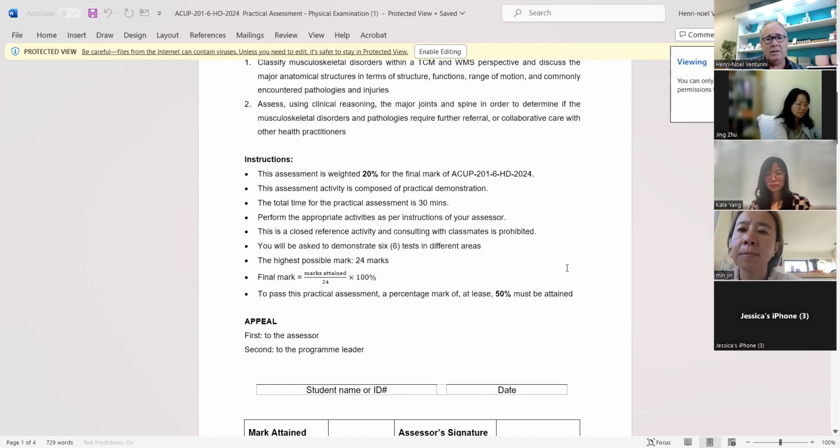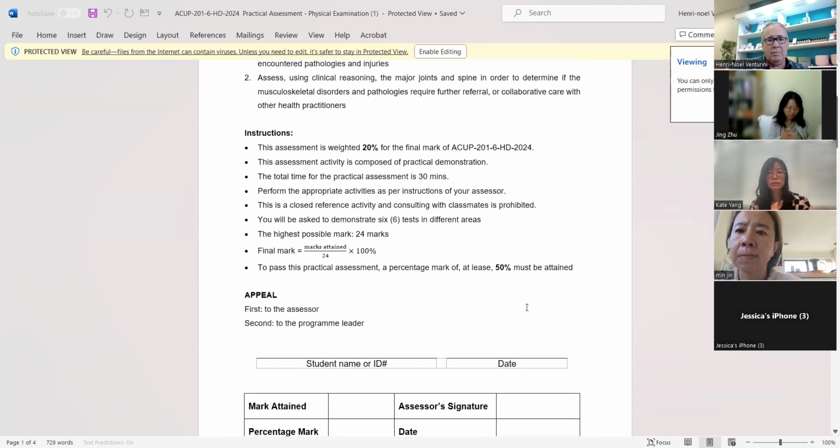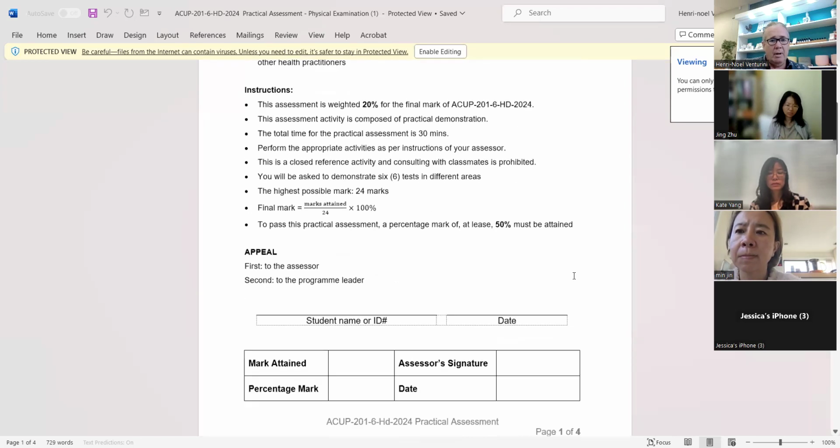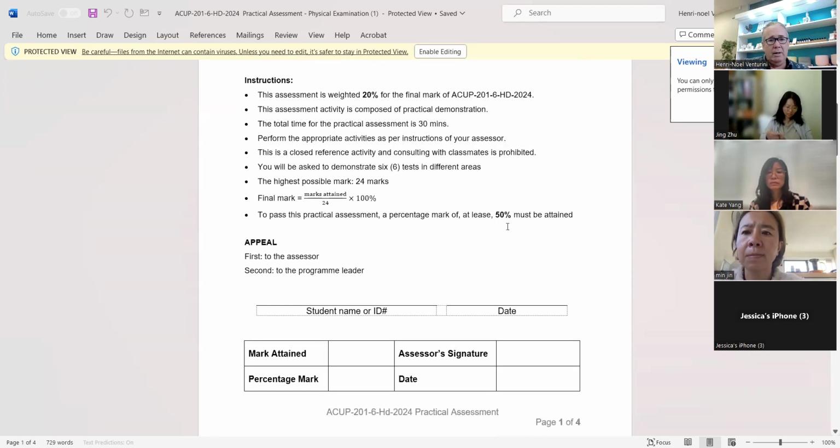You'll be asked to demonstrate 6 tests in different areas. The highest possible mark is 24 marks. To pass this practical assessment, a percentage of the mark, or at least 50%, must be attained. You can appeal to me, and you can appeal to the program leader if you're dissatisfied with my mark.